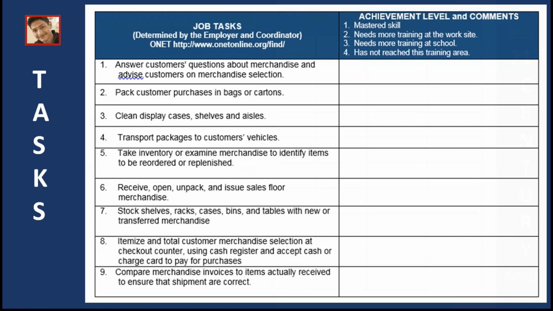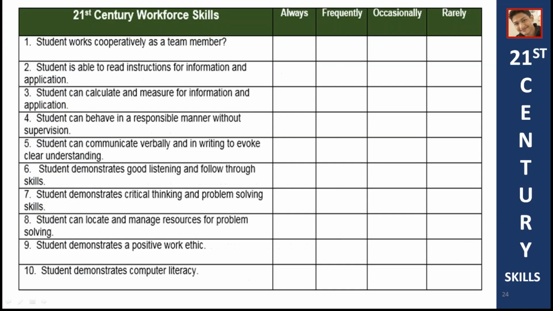At the same time, in addition to doing specific tasks, the student needs to be validating the 21st century workplace skills. And these are the same items that were on the employability skills profile, right? Student works cooperatively as a team member. Student is able to read instructions, follow directions, calculate and measure, act in a responsible manner, demonstrates critical thinking. All right, so on this training plan for the work site, it is there for the employer to discuss this with the student.